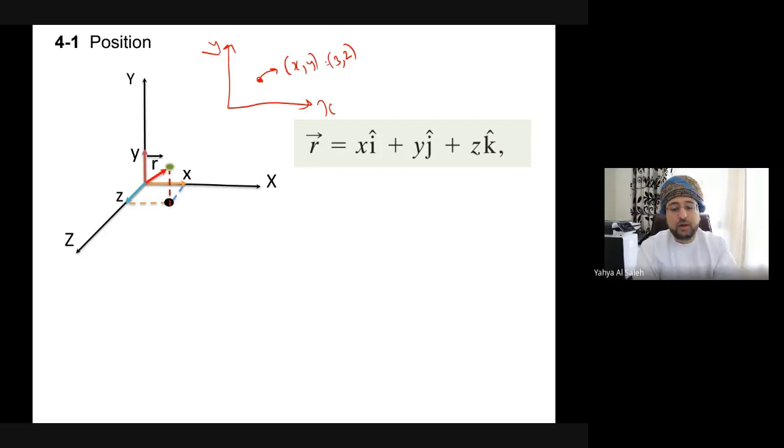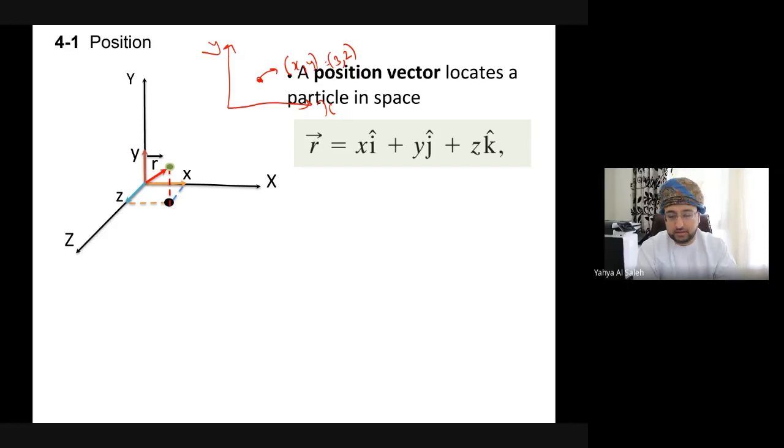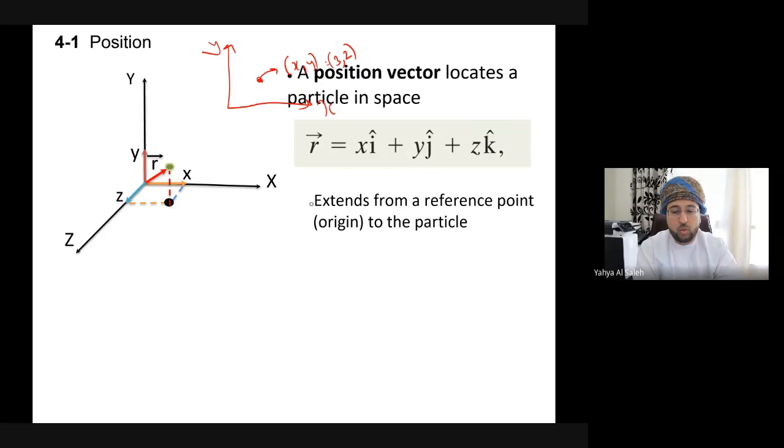We call this the position vector, R. It includes everything you need to locate a particle in space. What it does is it extends from a reference point, usually the origin, so 0, 0, 0, to wherever our particle, our body, our object is. So far, so good? No problem so far, I hope.